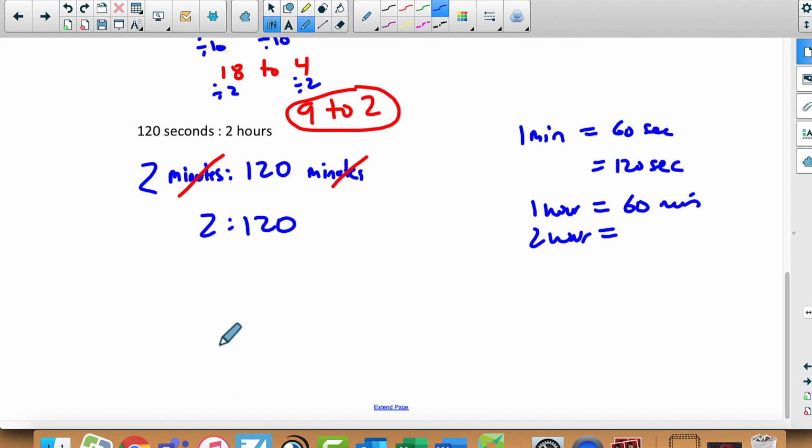Happy with that answer? No way. We want to put it in lowest terms. Divide them both by 2. And if you do that, you will get the answer 1 to 120 divided by 2 is 60. 1 to 60 is our answer.